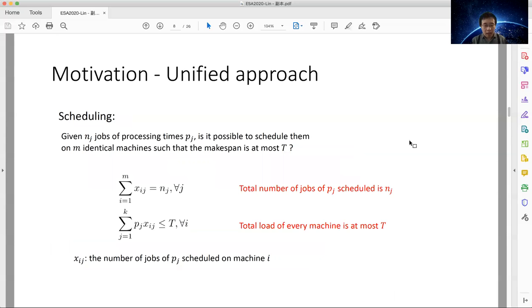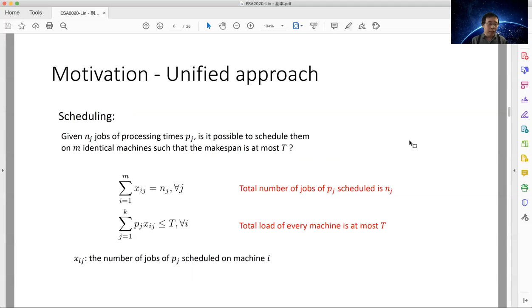So let's formalize the problem. We are given n_j jobs of processing time p_j, and the goal is to find an assignment of jobs to machines so that the makespan is minimized. Of course, we know that using the standard technique, we can instead ask for the decision problem: whether it is possible to schedule all the jobs within some targeted makespan T. If we have this algorithm, we can simply do a binary search on T to find out the minimal T.